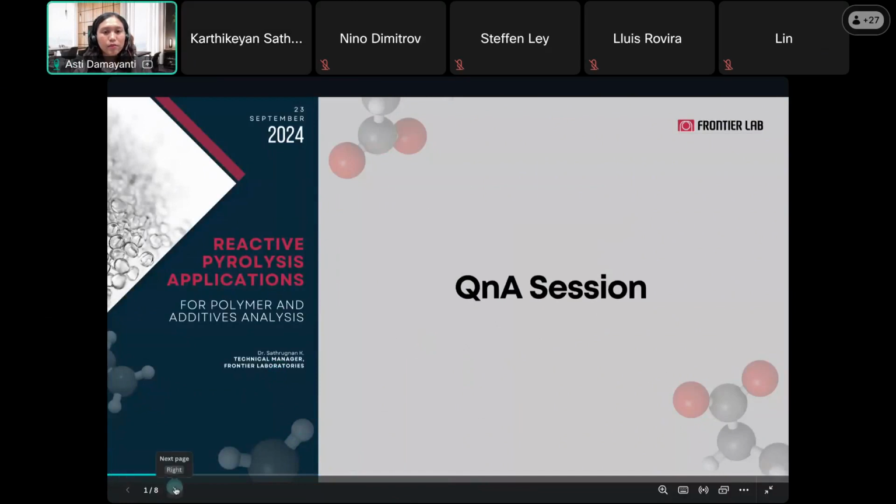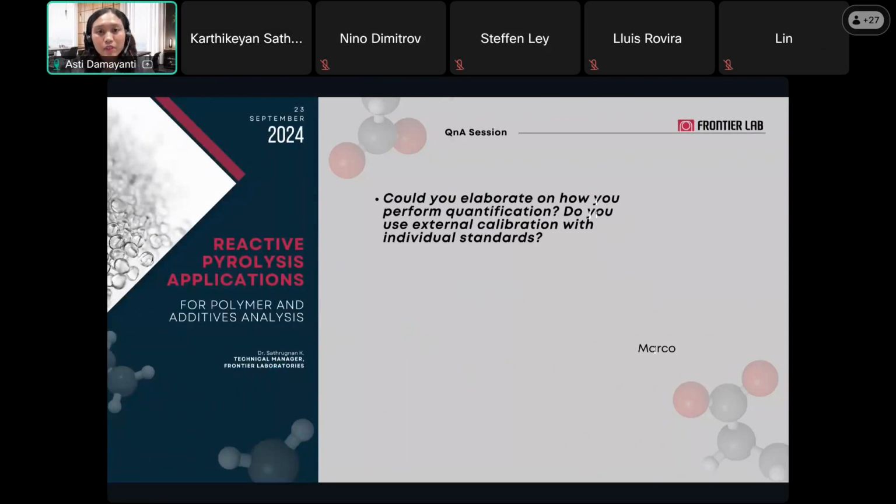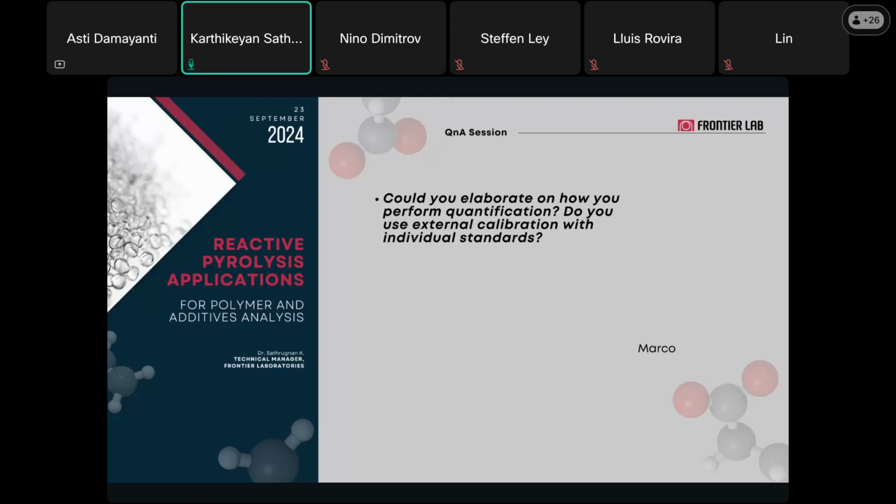So we'll start with the first question. Could you elaborate on how you perform quantifications, or do you use external calibration with individual standards? From Marco. Yes, absolutely. For quantification, we have to use external calibration by using individual standards, and quantification is based on peak area mostly rather than peak heights. But for real quantification of the composition, we have to have the individual standards.